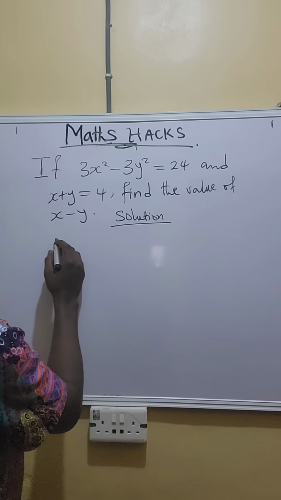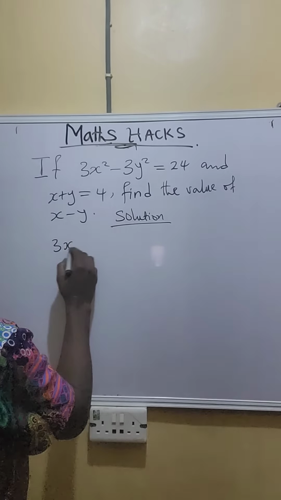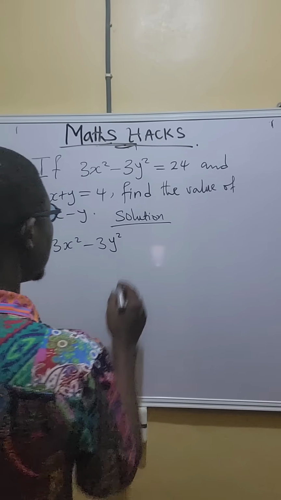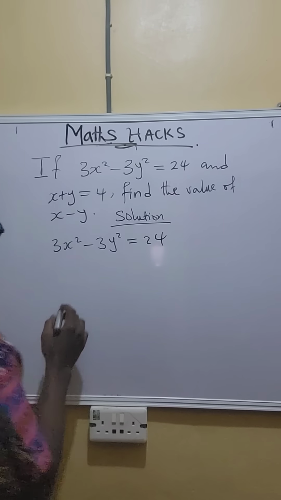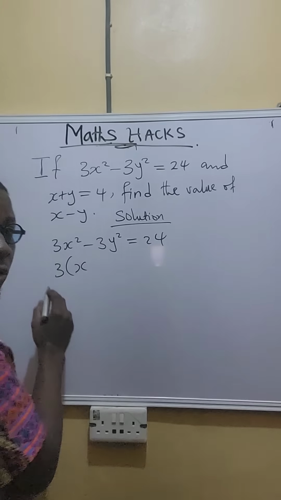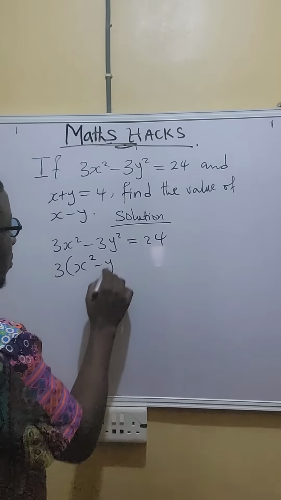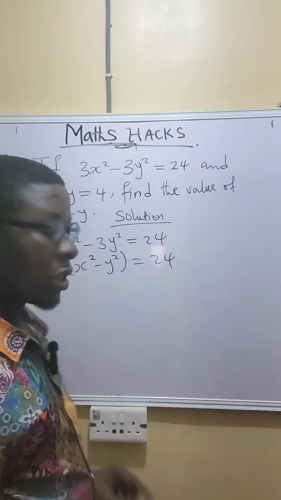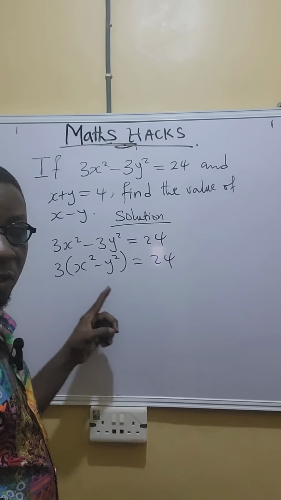Let's take what we're given to start with. We could write this 3x squared minus 3y squared equal to 24. You could see that 3 is common, so I could factorize 3 out. So we are left with x squared minus y squared is equal to 24. And again, quickly note that this looks like a case of a difference of 2 squares.